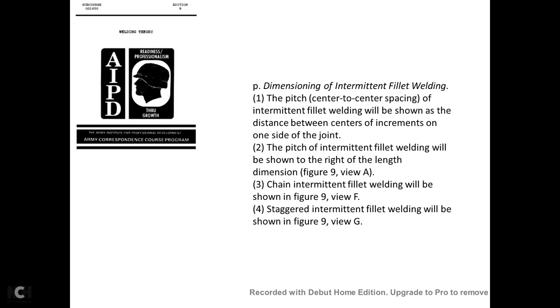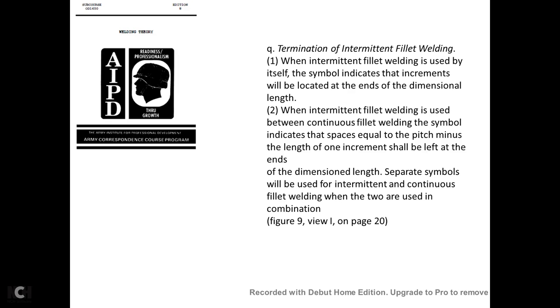Dimension of the intermittent fillet weld, the pitch or center spacing. Intermittent fillet weld should be shown as the distance between the centers of the increments on one side of the joint. The pitch of the intermittent fillet weld should be shown to the right of the length dimension. Chain intermittent fillet welds will be shown in Figure 9, View F. Staggered intermittent fillet welds will be shown in Figure 9, View G.